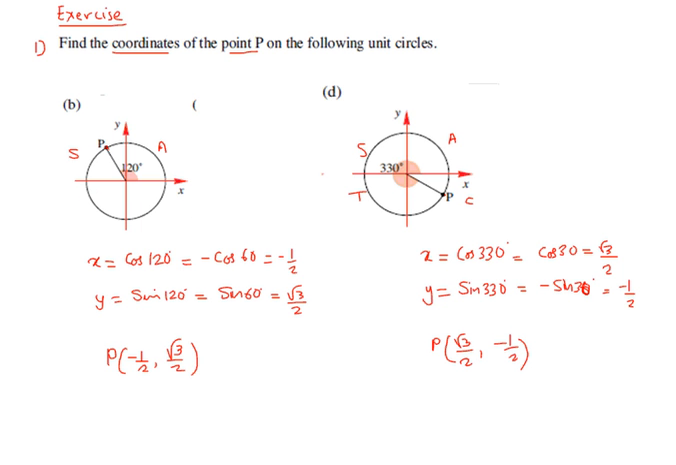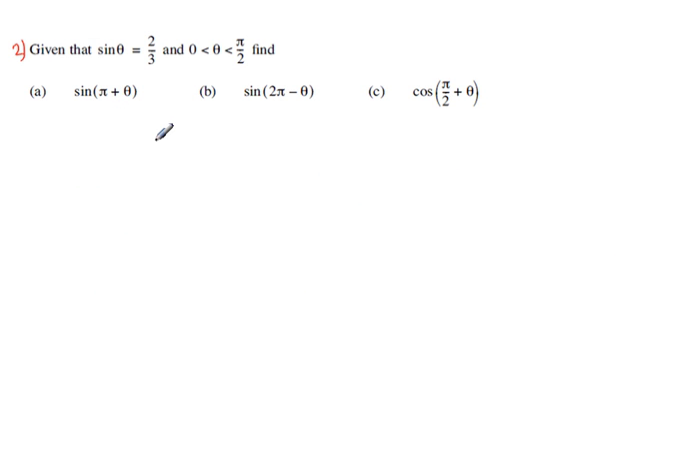So the next one. How do you do something of this sort? Again, we have to remember the unit circle. Remember if it's in radians, 0, pi by 2, pi, 3 pi by 2, 2 pi. That's what it means. This means theta is an acute angle. It lies in the first quadrant.